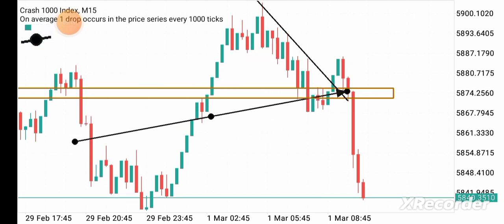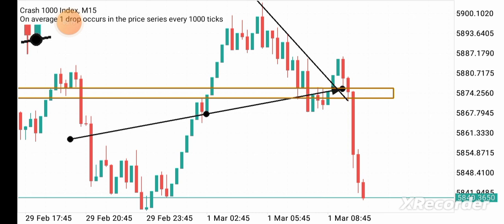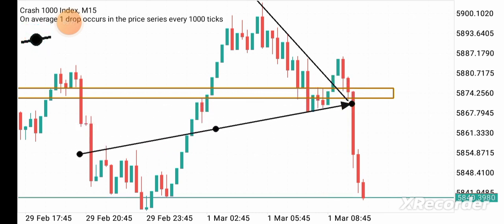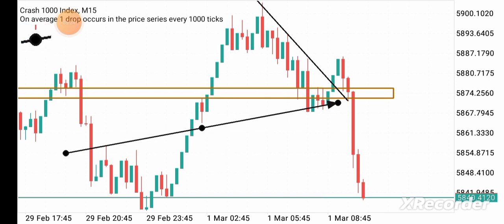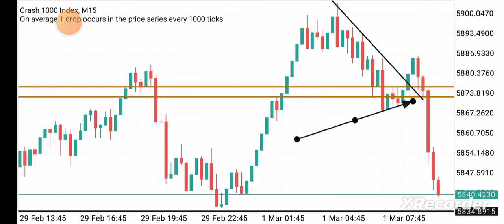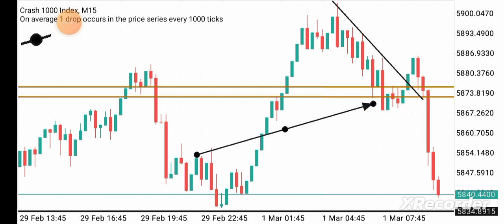So I was waiting to see a confirmation, but unfortunately, the next spike came. Then the next spike came. You see, it broke through this. That's why we need to always wait for a confirmation before we enter. No matter the setup you have, always wait for a confirmation.